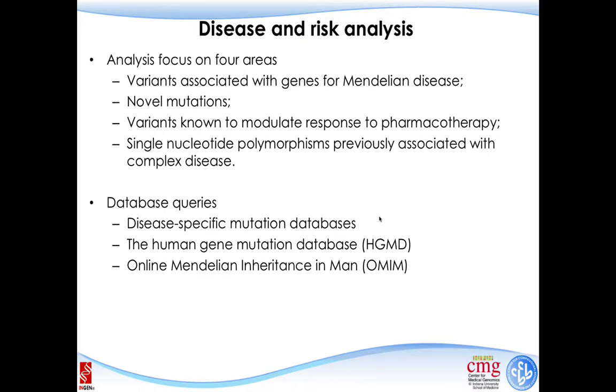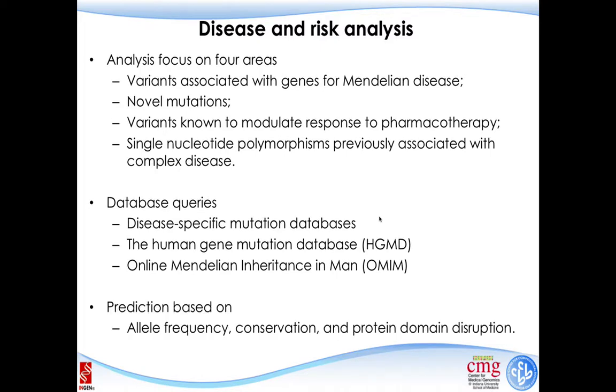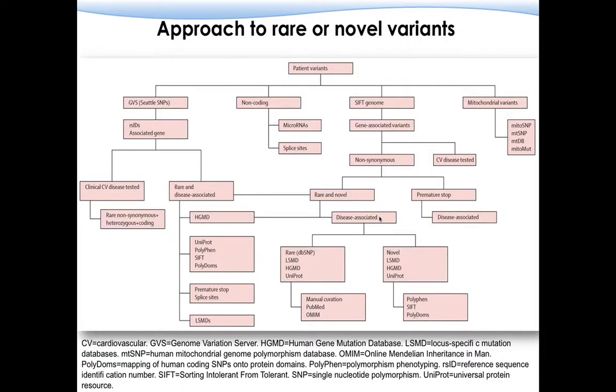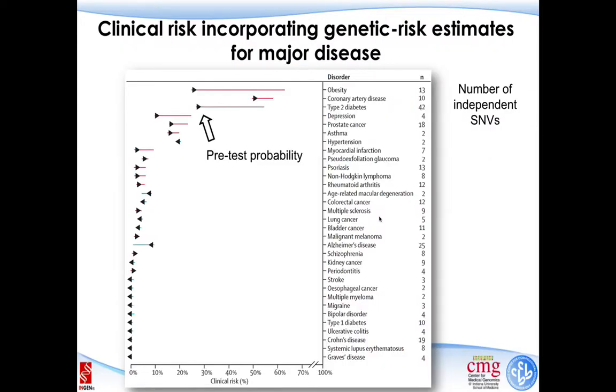They also ran database queries on disease-specific mutation databases, and more generic ones like HGMD, which is the Human Gene Mutation Database, or OMIM, Online Mendelian Inheritance in Man. So all those databases, a very intensive database search, and they also looked at predictions based on allele frequency, evolutionary conservation, and protein domain disruption, and so on and so forth. Those are the databases and prediction tools they used, very intensive.